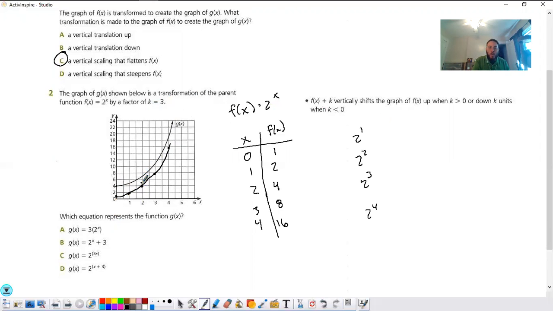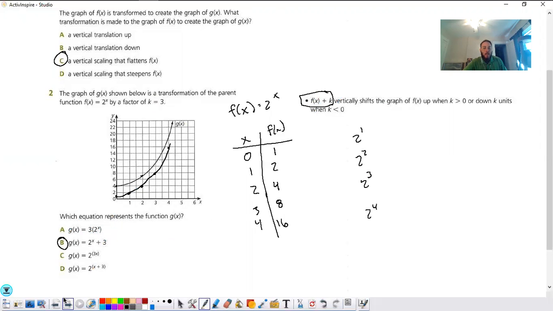So if we look at 2, our original function was at the y value 4. Our new function is up here at 7, which is just adding 3. So in order to show this, we use f of x plus whatever our number is, and our k is 3. So we're going to choice B, which shows that we just took the original function, 2 to the x, and we just added 3 to it. Just moved it up, shifted it up vertically, 3.